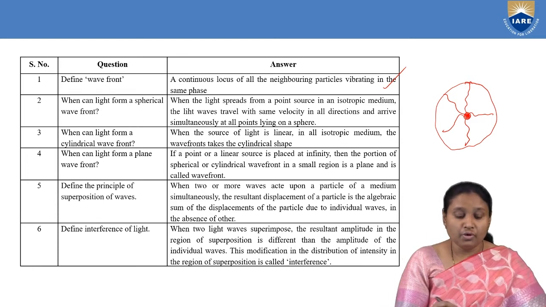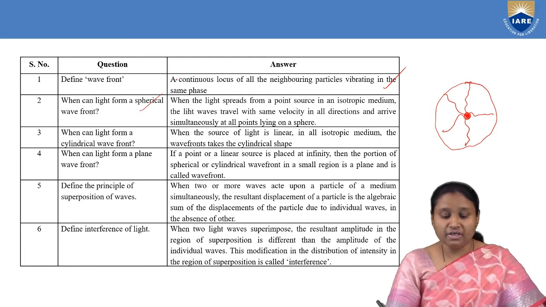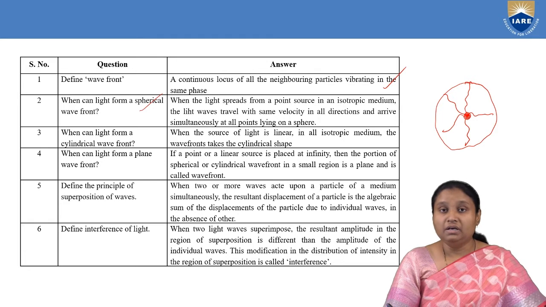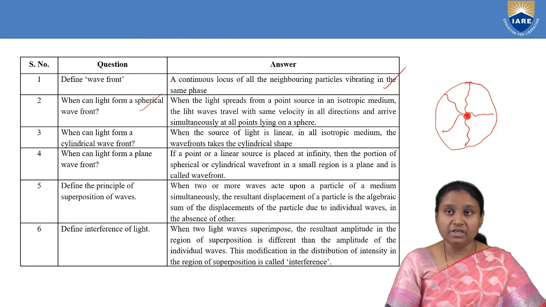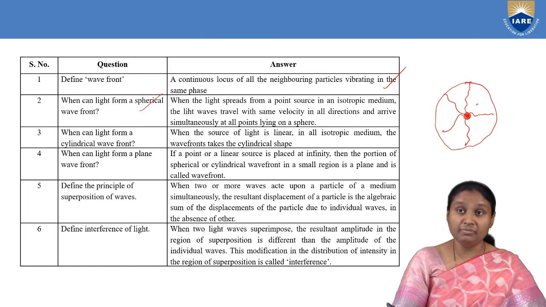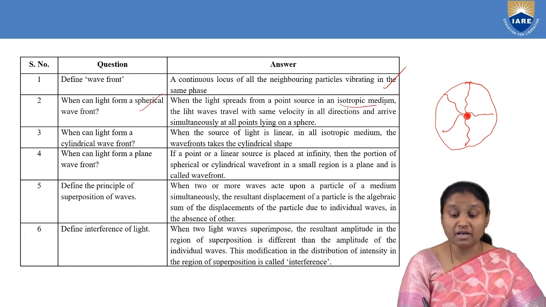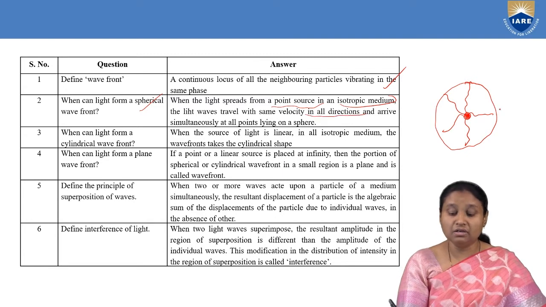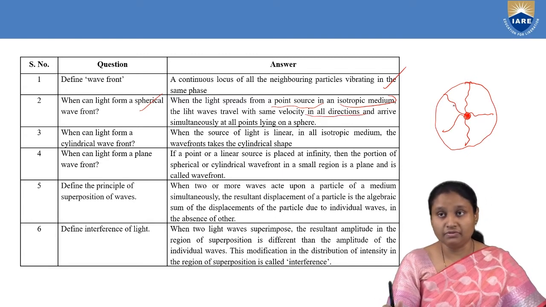Now, when we talk about spherical wavefront, in order to get a spherical wavefront, we take a point source, and we consider all those particles vibrating in the same phase. What do you mean by vibrating in the same phase? First of all, you should have an isotropic medium, and of course, what type of source do we have to use? Point source. And if you consider light waves which are traveling with the same velocity in all directions, then the locus is going to give a spherical wavefront.